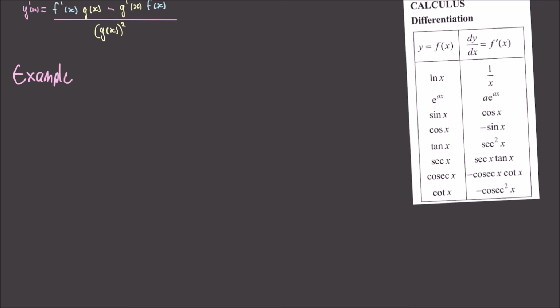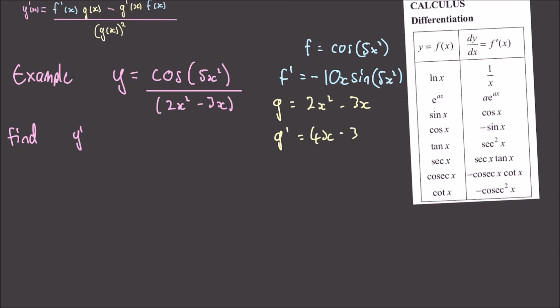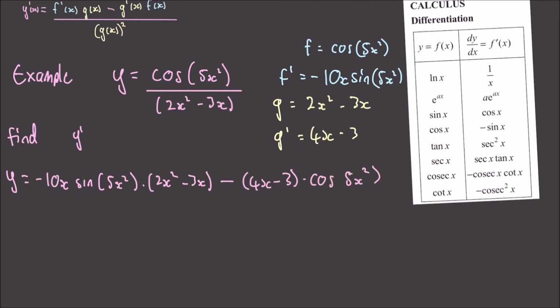Right, one for you to try. Pause the video, have a go for yourself. So, f is the top bit of the quotient, differentiates to this. G is the bottom bit, differentiates to this. Let's do our quotient rule. Very complicated, but you don't need to simplify for achieved. You don't need to expand this bracket either. That'll do.